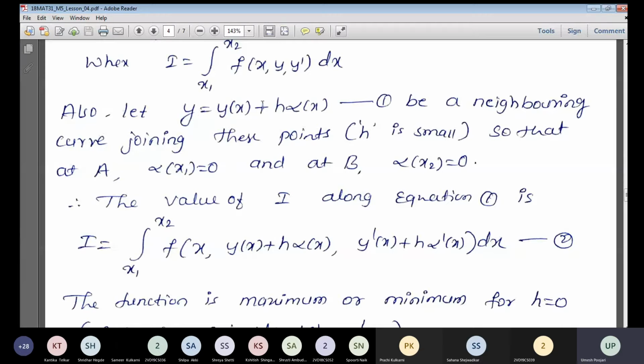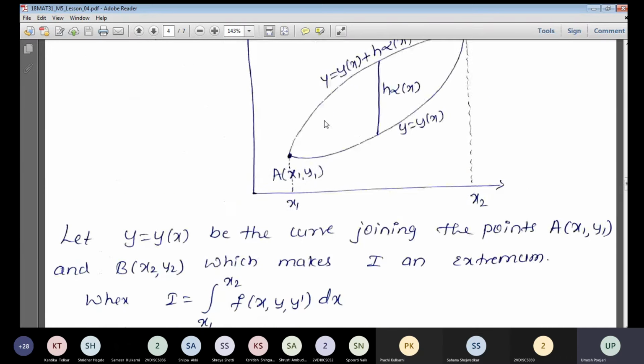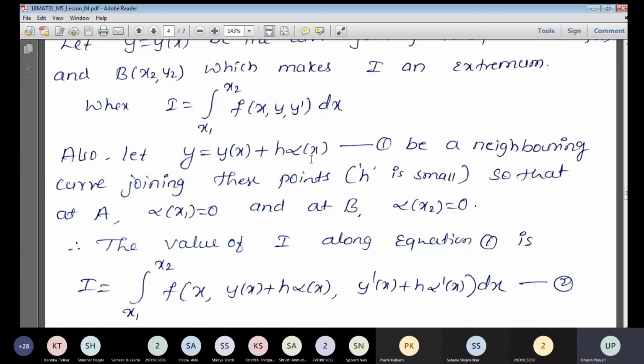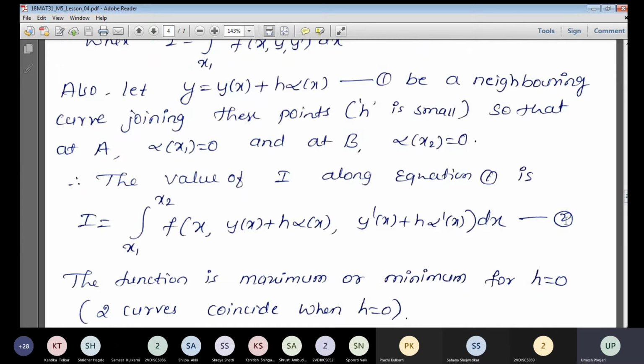If y equal to y of x plus h into alpha of x, then y dash will be y dash of x plus h into alpha dash of x, because alpha of x is also a function of x, y of x is also a function of x, and you are differentiating y with respect to x. Therefore y dash will be y dash of x plus h into alpha dash of x dx. I have not done anything here, I have just taken this new curve along the integral I, then I will be this one, that is equation 2.